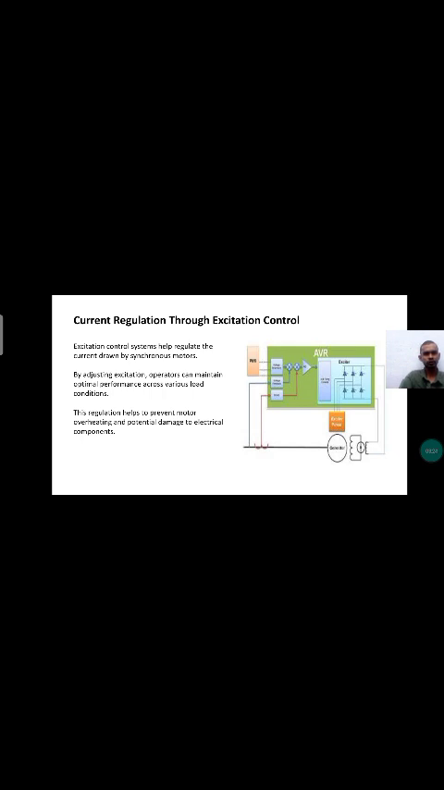Current regulation through excitation control. Excitation control systems help regulate the current drawn by the synchronous motors. By adjusting excitation, operators can maintain optimal performance across various load conditions. This regulation helps to prevent motor overheating and potential damage to electrical components.